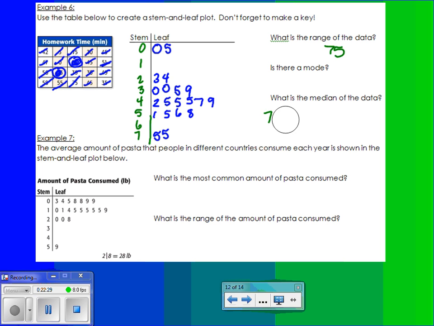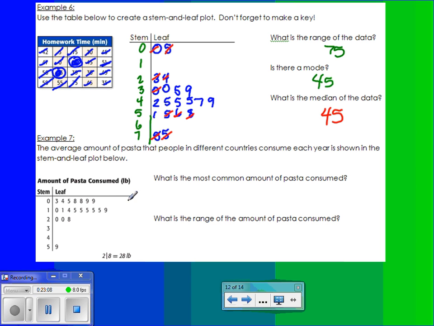Is there a mode? Yes. What is it? 45. 3 5s in a row right here. That's 4 in the 10 spot and 5 in the 1s. 45. The median, you're going to count back from the middle. If you wanted to mark on your numbers, you could count back from the ends and get back to the middle. What'd you get? 45? Okay, so when you get back to the middle, you'll have a 5 left.